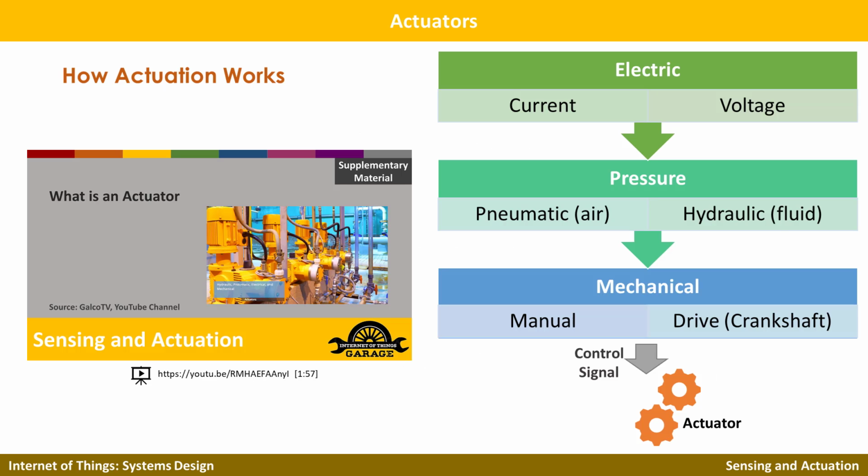How do actuators work? Basically, it starts with electric current, and then that electric power is converted into pressure, either air pressure or fluid-based pressure, and then it will convert into mechanical motion. So that is how the actuation works, especially in the motor kind of industrial domain. There are a few different actuator types we will be talking about next.